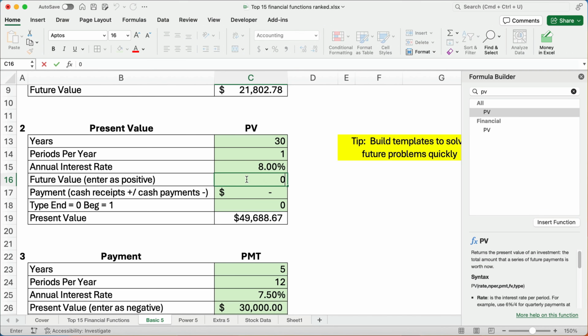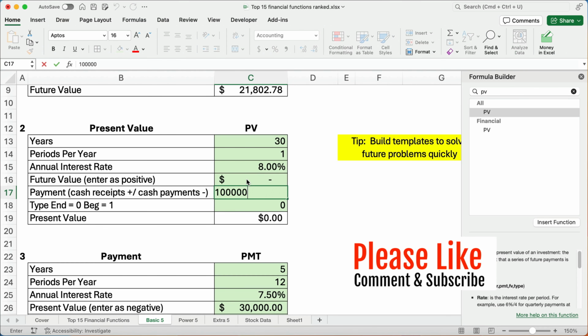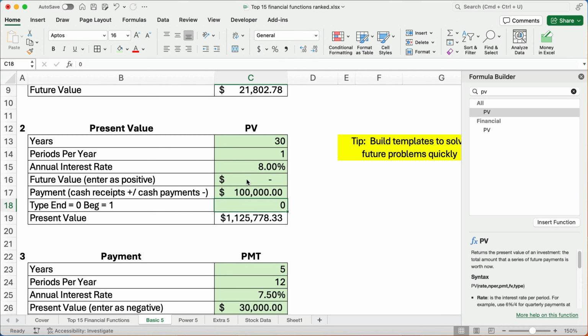Now, let's change this problem. What if you're not going to receive anything in the future, but you're going to receive, let's say, $100,000 each year for 30 years? Well, how much is that worth? 30 years times 100,000 will be $3 million, but that's worth $1.1 million today at 8%. Now, if you had 0%, which is unrealistic, you can see that's worth $3 million today. So at 8%, it's worth 1.1. What if we increase the interest to 10%? Then the present value goes down to $942,000. Okay, let's keep going.